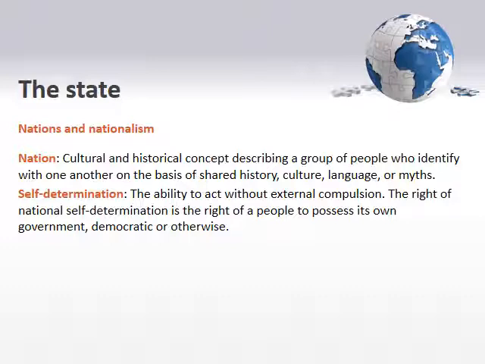Nations describe a group of people. So you think about, say, a Native American nation, the Cherokee Nation. That describes a group of people.